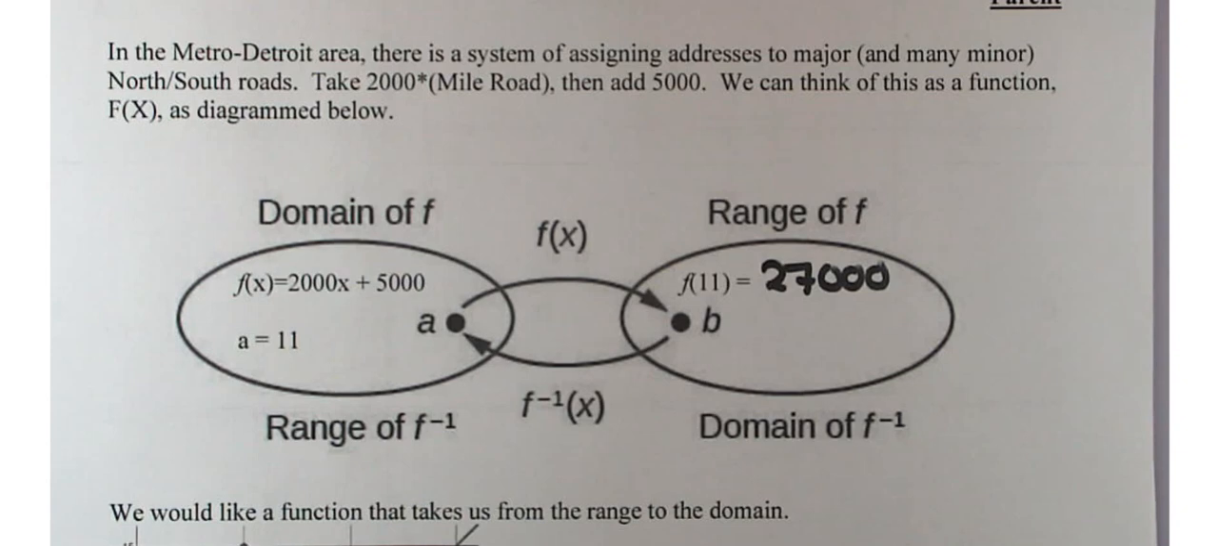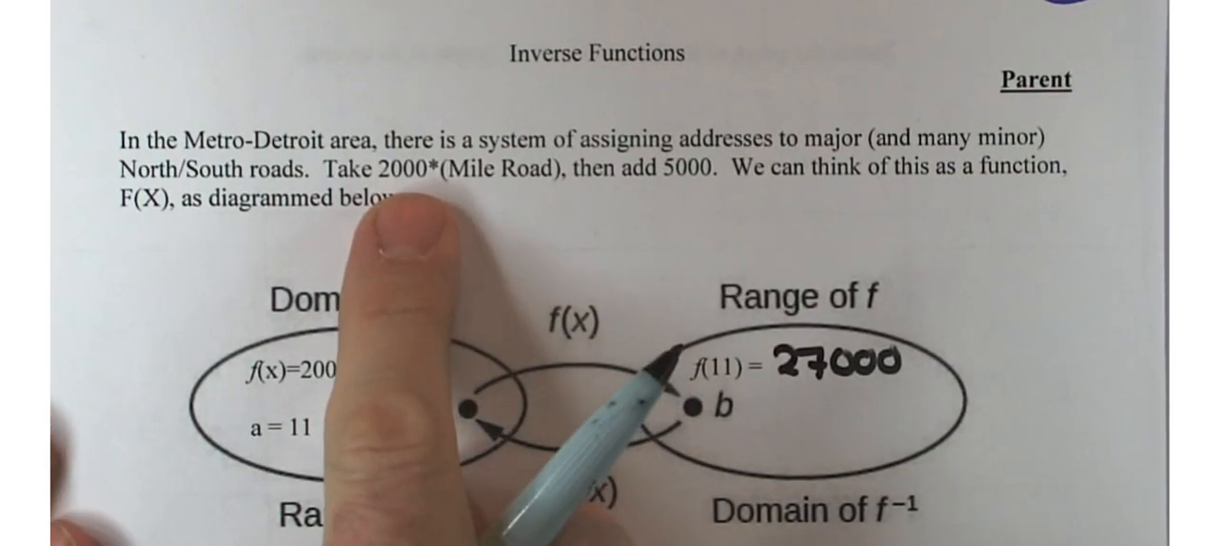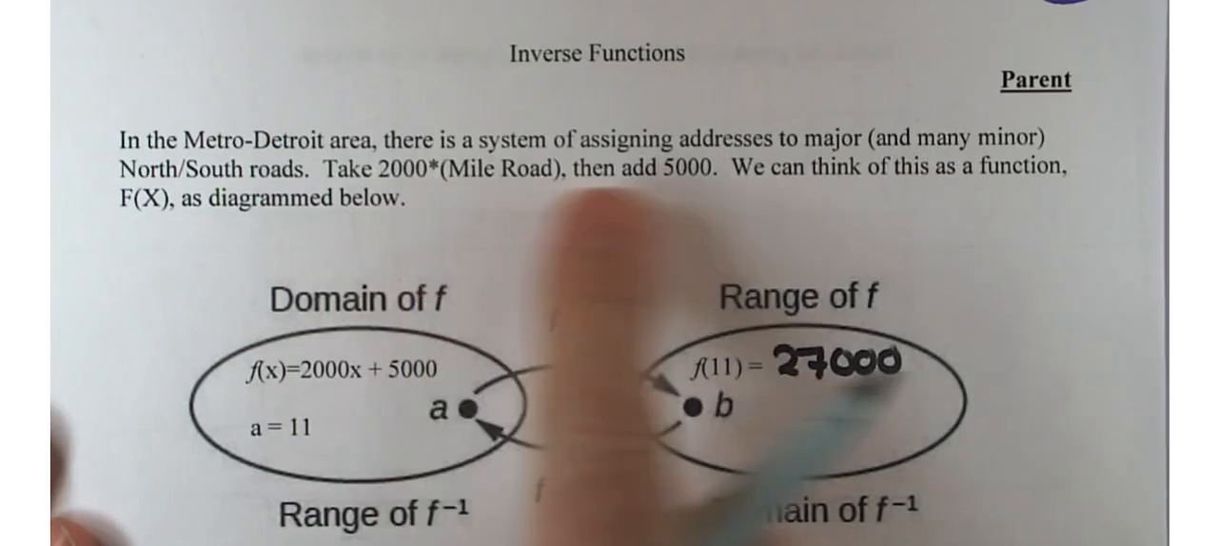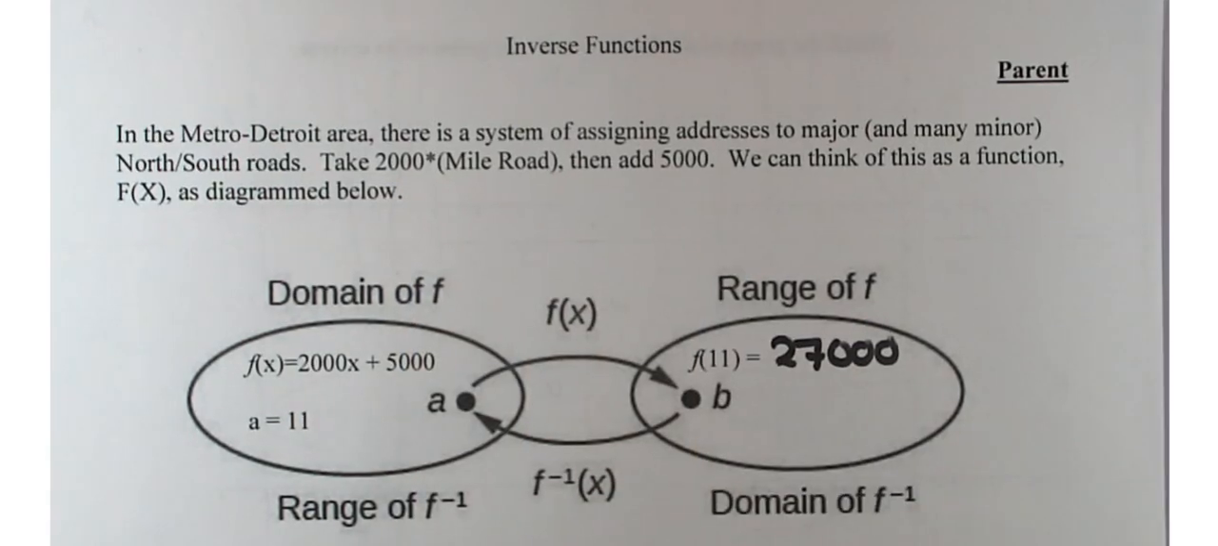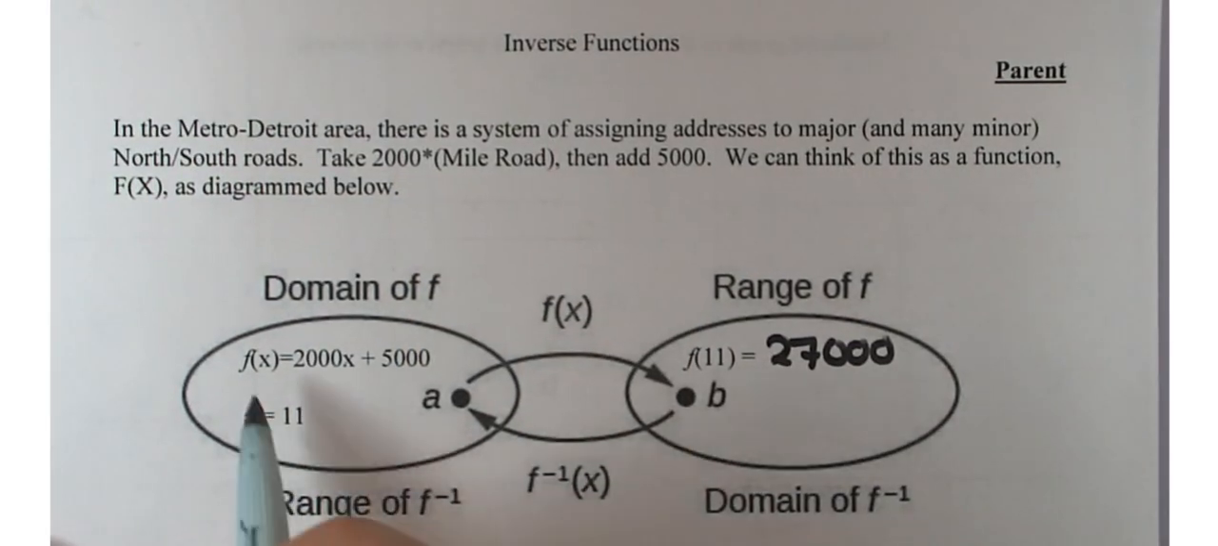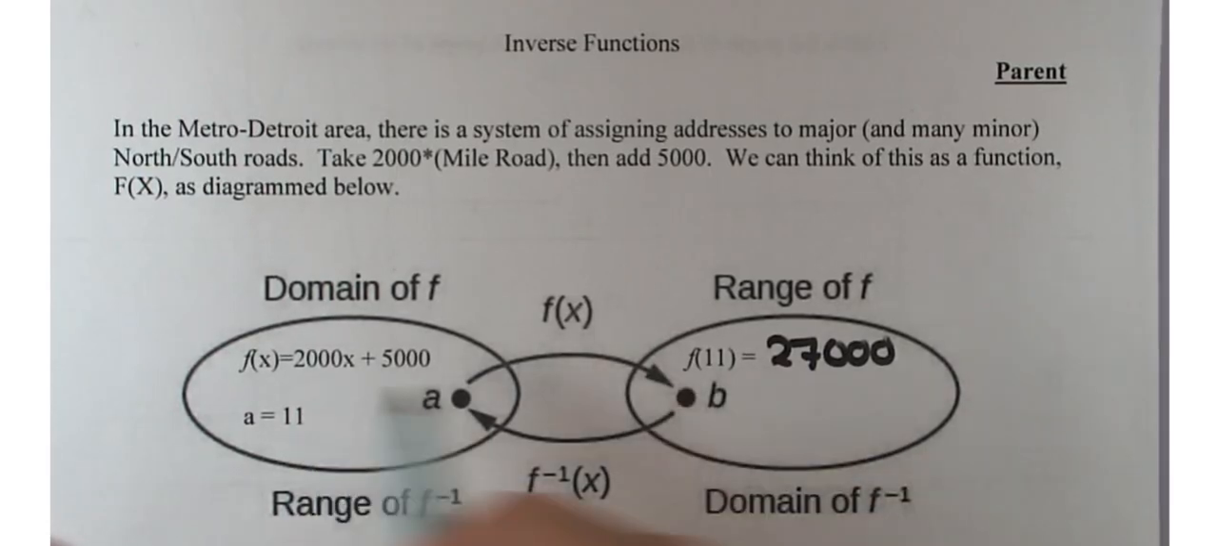So for your major north-south roads in the Detroit area, you can take 2,000 times the mile road, add 5,000 to get to your address. So for instance, f of 11 would be 27,000.